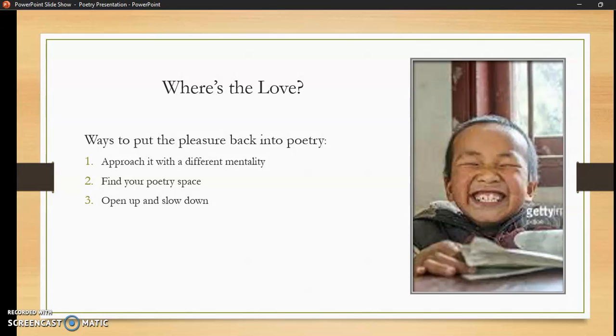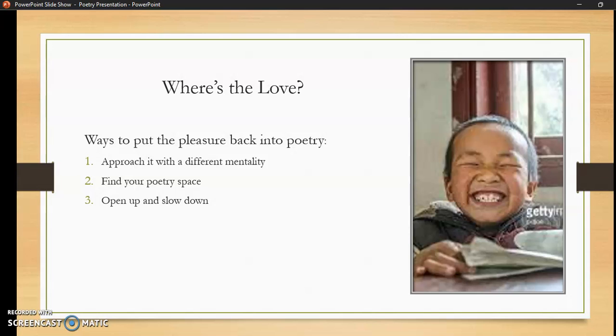The second piece of advice, find your poetry space. We talked about how it's more demanding than just sitting down and passively going through your feeds on social media or watching a show or movie. You do have to kind of step up and recognize that it requires more from you.